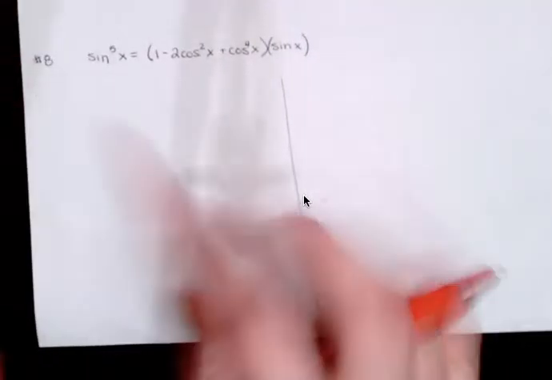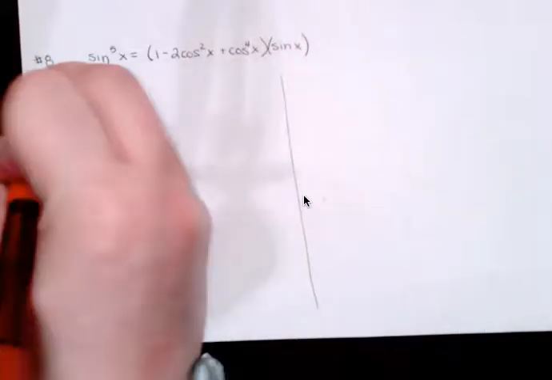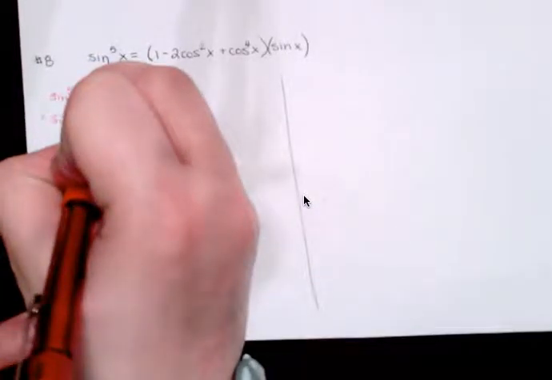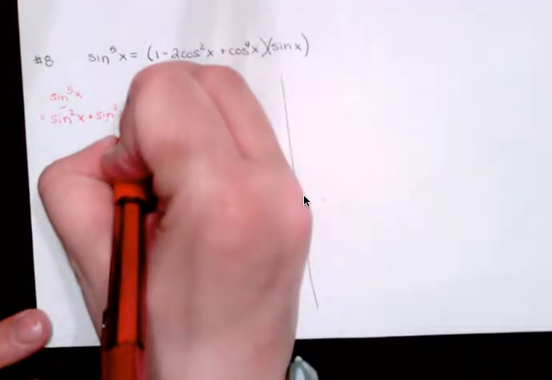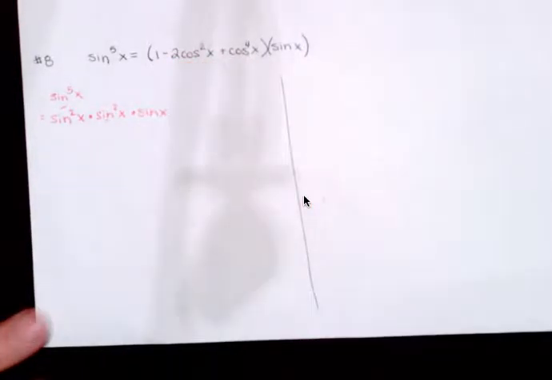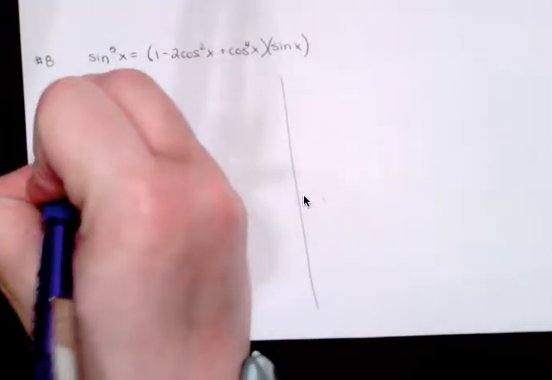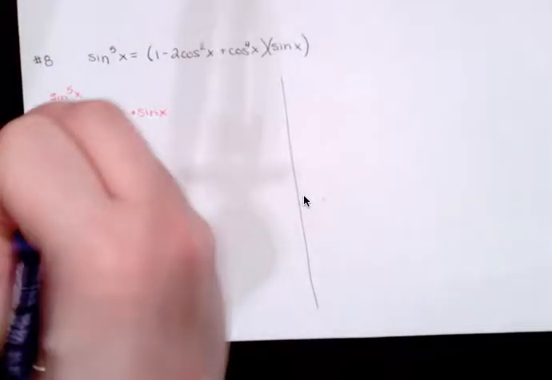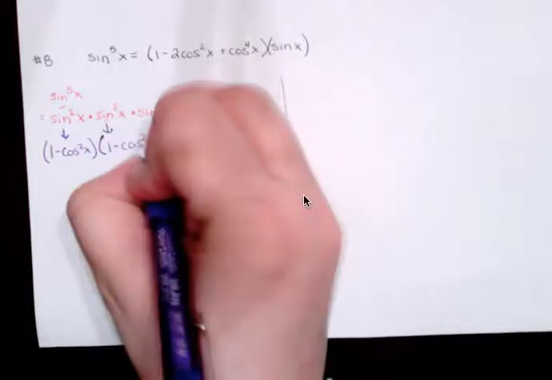I have sine to the 5th. If I want to start with this side, I don't know what sine to the 5th is, but I know what sine squared is, and one of those fits in there. Actually, 2 of those fit in there, because sine squared times sine squared is sine to the 4th. And then I have one left extra. Now, the reason that helps me out is because I want things in terms of cosine. Well, I know sine squared is equal to 1 minus cosine squared. Sine squared again is 1 minus cosine squared. And then I have sine of x.